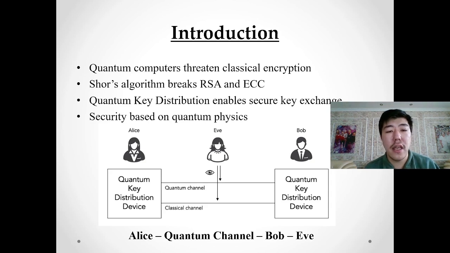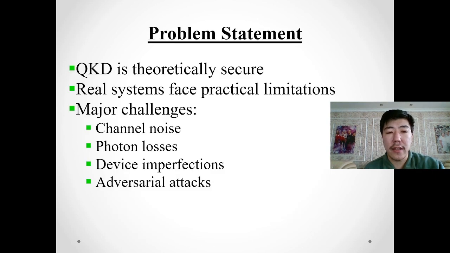Because of this, scientists and researchers are developing new approaches to information security. One of the most promising approaches is quantum cryptography, specifically quantum key distribution or QKD. QKD allows two parties to securely exchange encryption keys using quantum properties of photons. In this study, I analyzed how robust different QKD protocols are when exposed to noises, signal losses, and adversarial attacks.